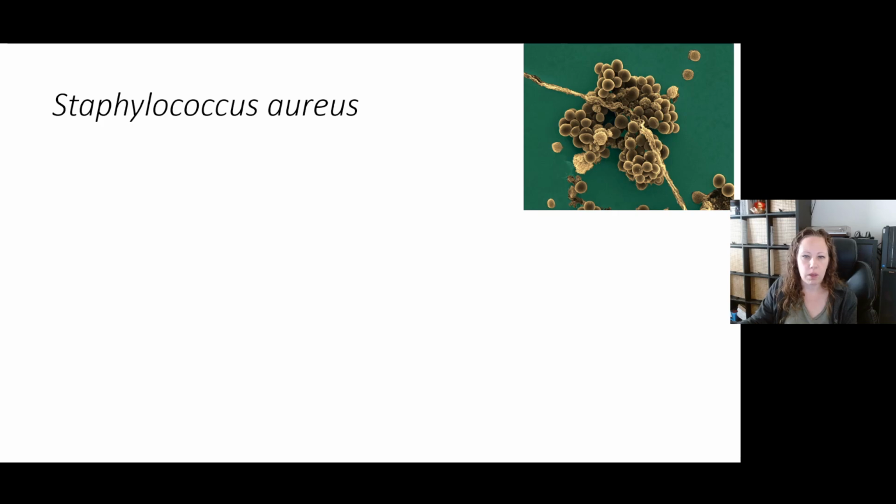The name of this one tells you quite a bit about it. Staphylococcus. So coccus means they're cocci, so they're spherical. The first part, the staphyle, comes from the Greek word staphyle, which means bunch of grapes. And aureus comes from the Latin word for golden. So it's a golden bunch of grapes, and this is what they look like when they are magnified. They literally look like clusters of golden grapes.